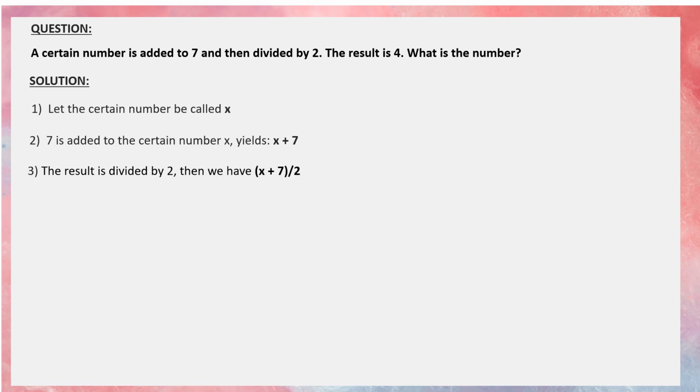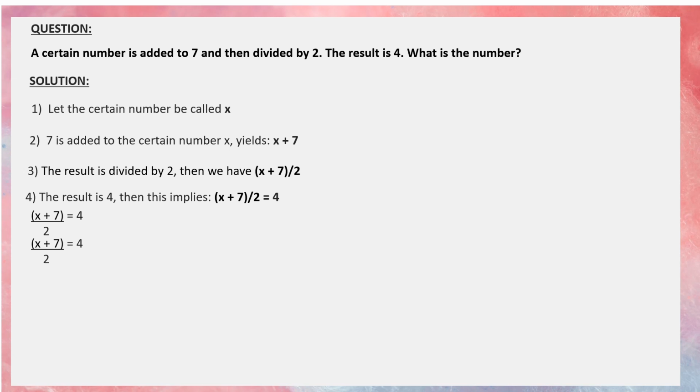So if the result is divided by 2, then we have x plus 7 all enclosed in a bracket and we divide it by 2. And the result is 4. So what we're saying is that x plus 7 divided by 2 is equal to 4. So what we'll simply do is to try to solve this equation. If we look at this particular equation, x plus 7 divided by 2 is equal to 4.